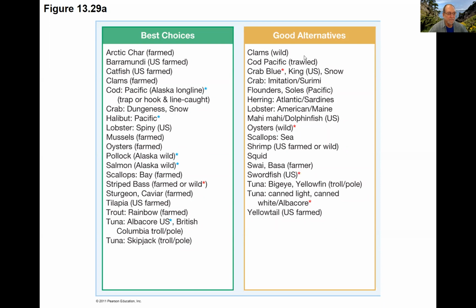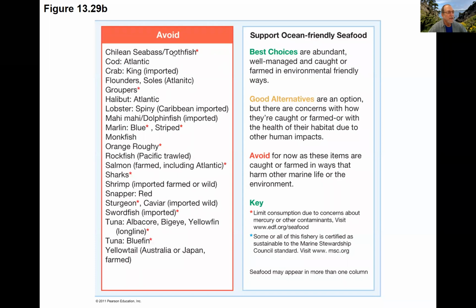Here are some good alternatives to that. And so you can find these guides in a variety of places. You should avoid these fish: Chilean sea bass, toothfish. The sea bass and toothfish are other names for orange roughy, king crab, flounders, groupers, halibut, Caribbean lobster, mahi-mahi, all these fish, orange roughy. These are all fish that should be avoided. If you're concerned about personal choices, that's the way to think about that.